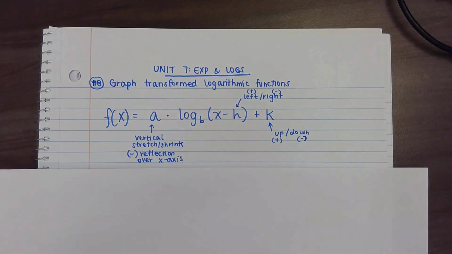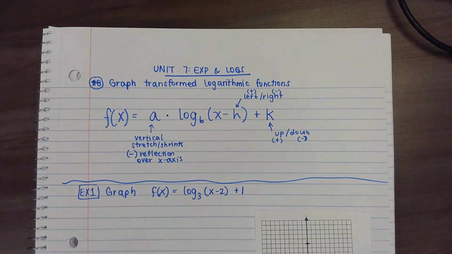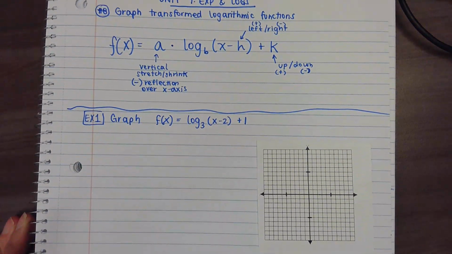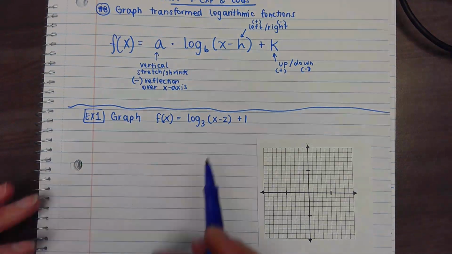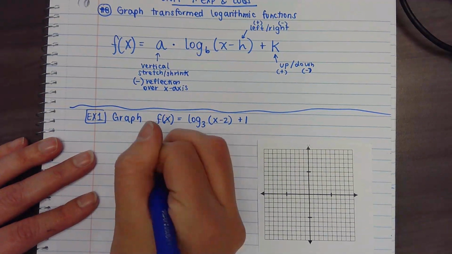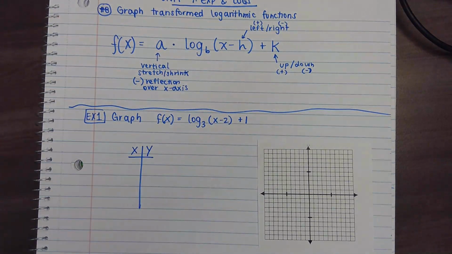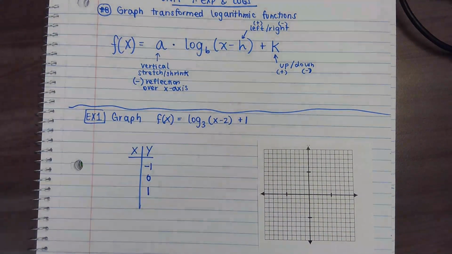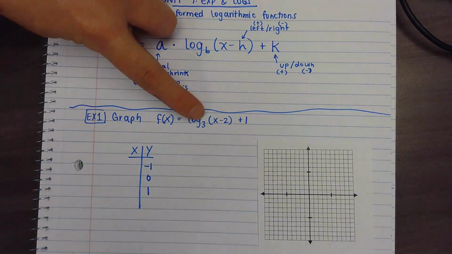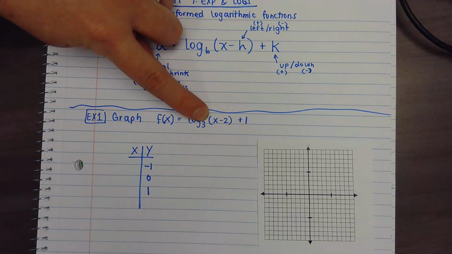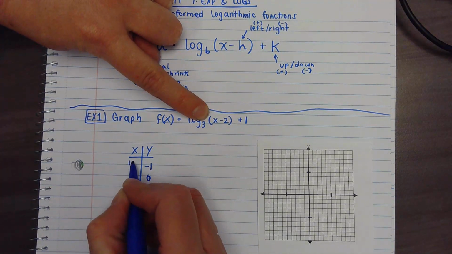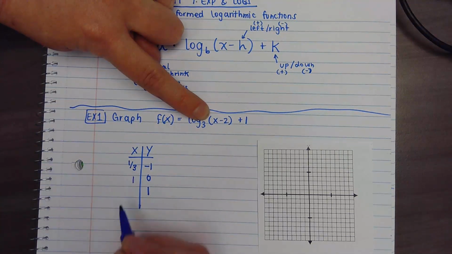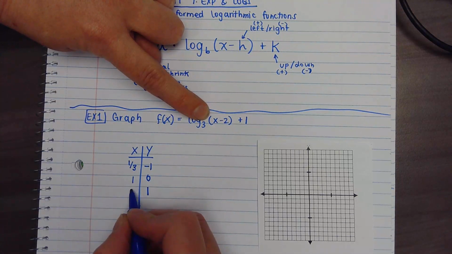So here's how I would graph transformed log functions. Example 1, graph f of x equals log base 3 of x minus 2, plus 1. My first step would be to create the parent function table. Remember, this is the inverse of an exponential. I'm using -1, 0, and 1 for my y values. I'm looking at the base, 3. 3 raised to the -1 is 1/3. 3 raised to the power of 0, 1. And 3 raised to the power of 1, 3.